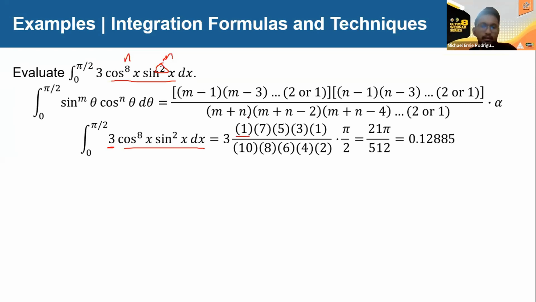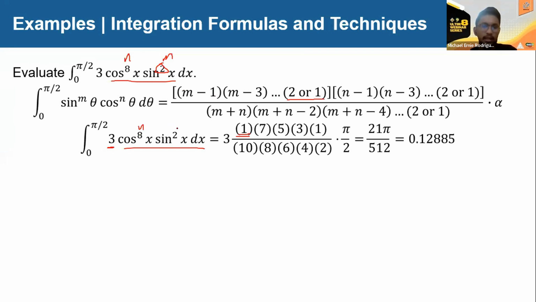Ayan siya, 1. Okay, so sabi natin, di ba? We have m minus 1 times m minus 3 and so on up to 2 or 1. For m, nandun tayo sa 1. Stop na tayo. Doon tayo sa n. Okay, so our n is 8.